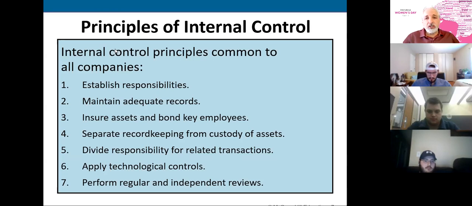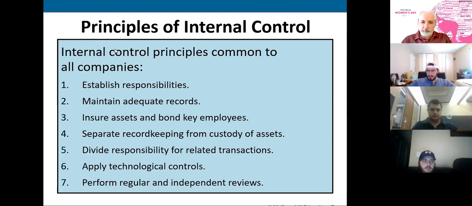So there are some basic principles of internal controls that we want to talk about, and the basic principles revolve around protecting those assets. We first want to establish who's responsible for the assets. If no one's responsible, it very easily gets lost and nobody's there to blame. So we need somebody in control. We want to make sure we have adequate records when we buy stuff, when we maintain stuff, when we sell stuff.